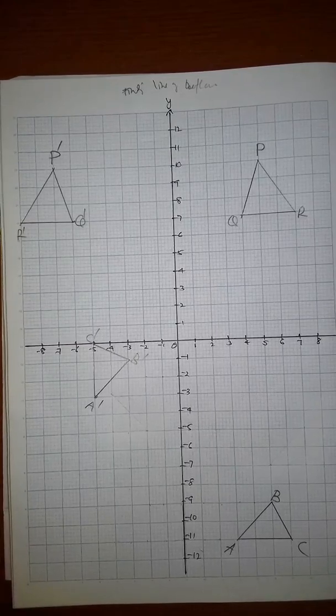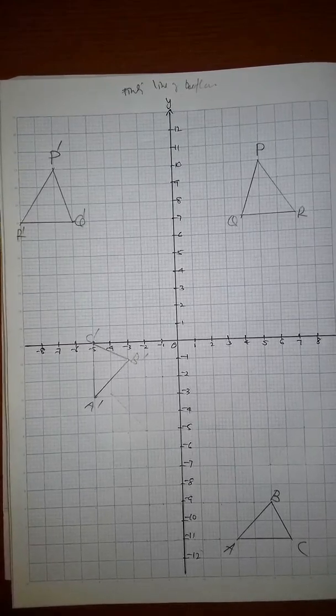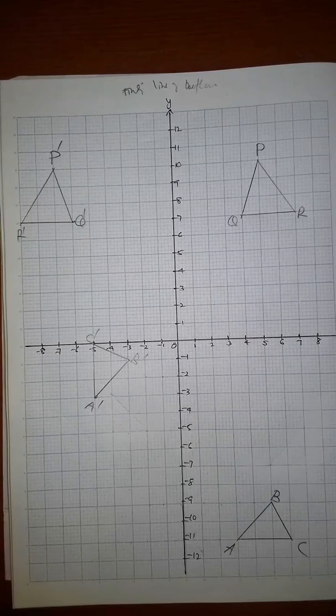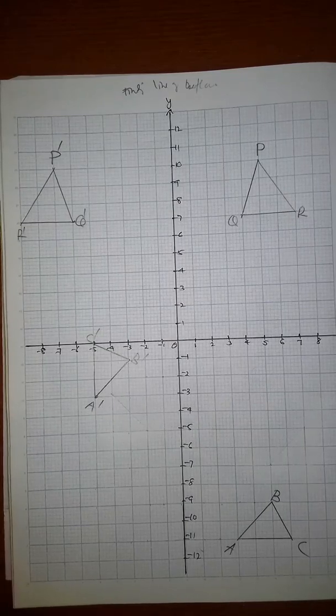Once again, what is the line of reflection? Line of reflection is the perpendicular bisector of a straight line which joins a pair of corresponding object and image points.